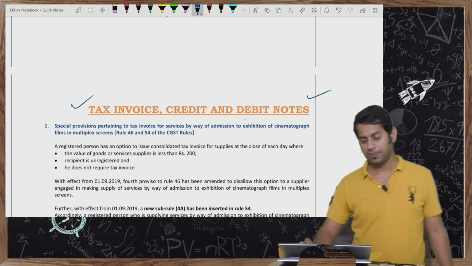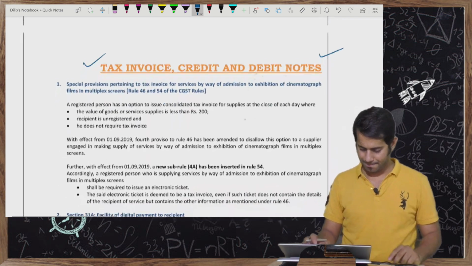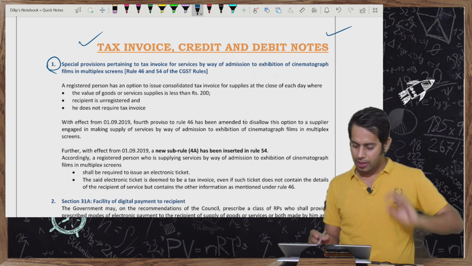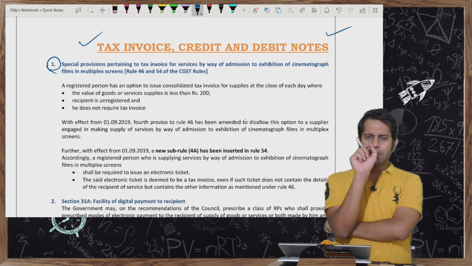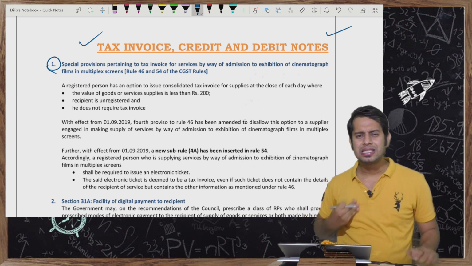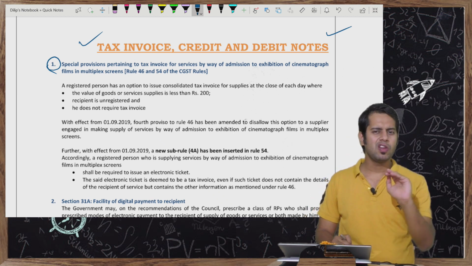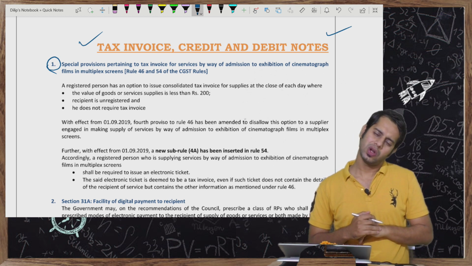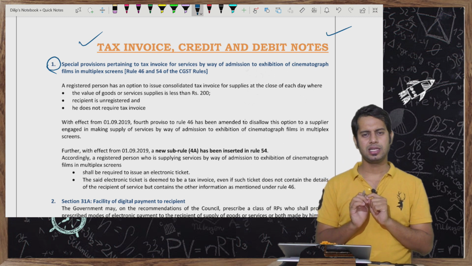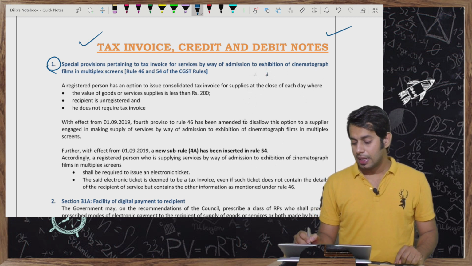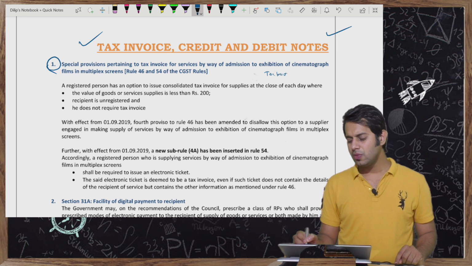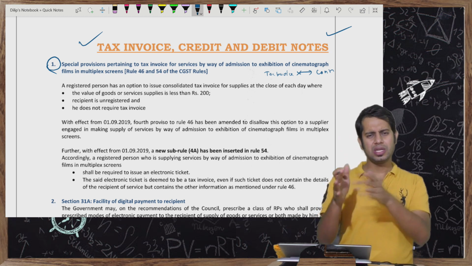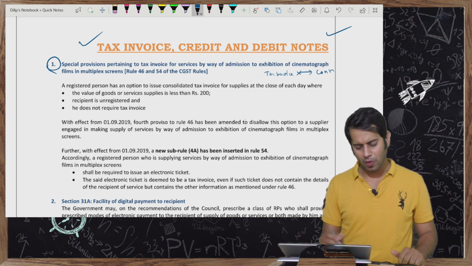Then the next topic is tax invoice, credit note, debit note. Now, some small amendments have been made in this particular topic. We all know that if the value of supply is less than 200, the supply is made to an unregistered person, and the unregistered person does not require any invoice, in such cases, an individual tax invoice is not required to be given, but a consolidated invoice is required to be given. Individually, a tax invoice is not required to be given by you. That is what the provision is telling.